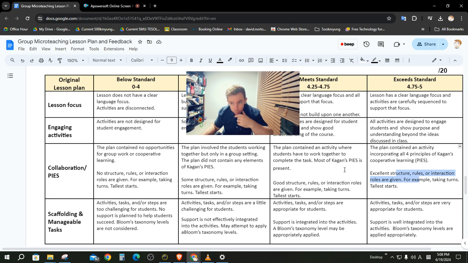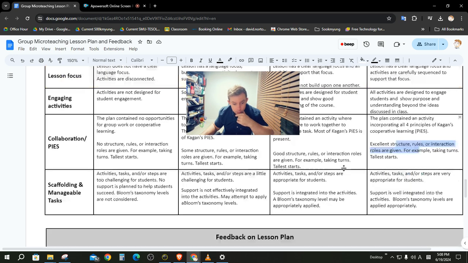which is not here, but this is about your plan. So finally, scaffolding and manageable tasks. If we look at the highest level, we have that the activities and the tasks and the steps are totally appropriate for students, and the support is well integrated, as well as Bloom's taxonomy, which is a reference to a lesson from Matthew's class, and I'm sure you guys are familiar with Bloom's taxonomy. Could be a nice review for you.